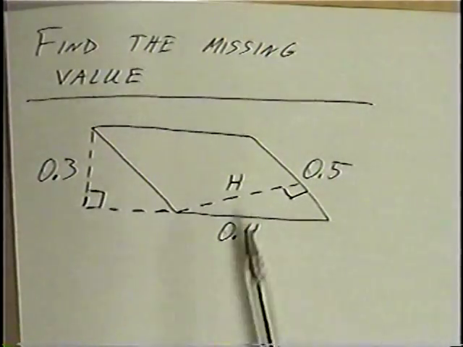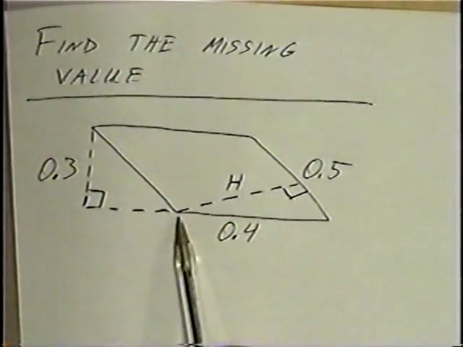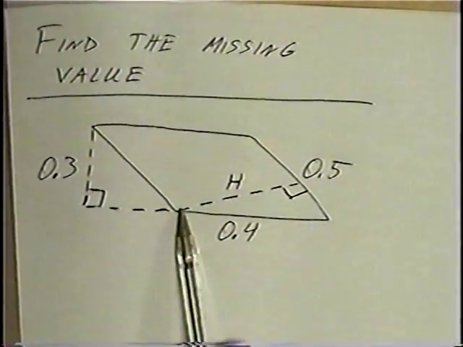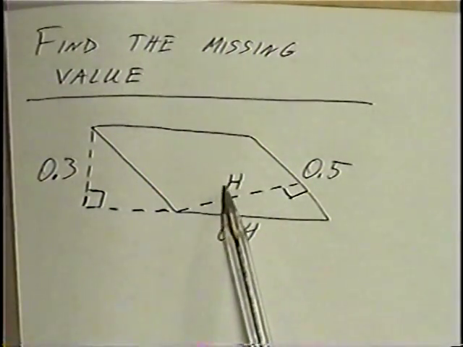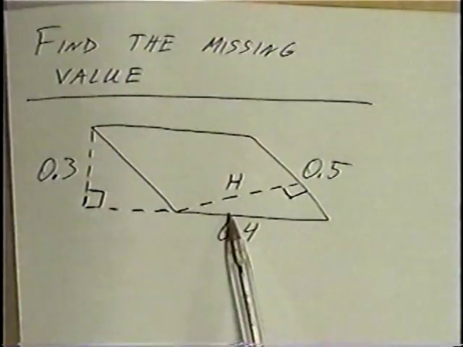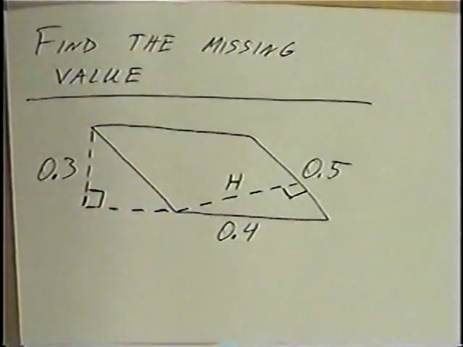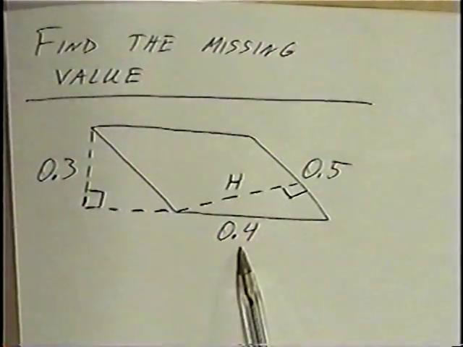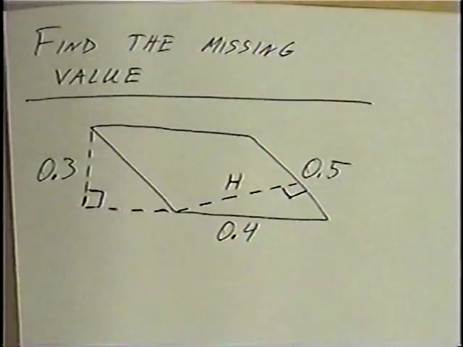To solve this, we can first find the area of the parallelogram given. The area again is base times height. Base again is how long the shape is along the bottom, which is 0.4. And the height again is the height straight up and down, which in this case is listed on the left-hand side as 0.3. Multiplying the base times the height, 0.4 times 0.3.